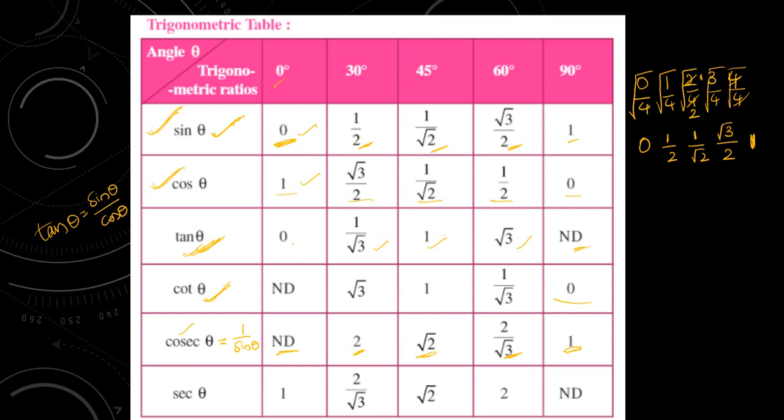Next, when you obtain the values of cosecant theta, if you write them in reverse order, we are going to get the values for secant theta, right?